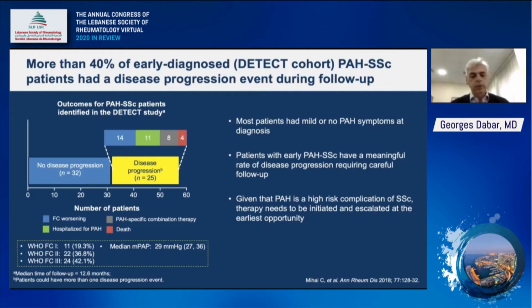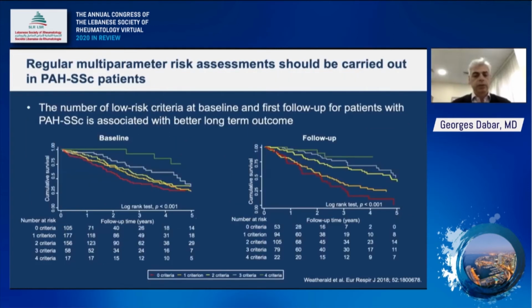This is important. Most of them had mild or no symptoms at diagnosis. This is why you need to screen, because some of them may not have symptoms. Patients with early pulmonary arterial hypertension have a meaningful rate of disease progression requiring careful follow-up. Around 40% of them had disease progression. And given that pulmonary arterial hypertension is a high-risk complication in scleroderma, therapy should be initiated early and escalated to prevent this progression and to improve outcome.